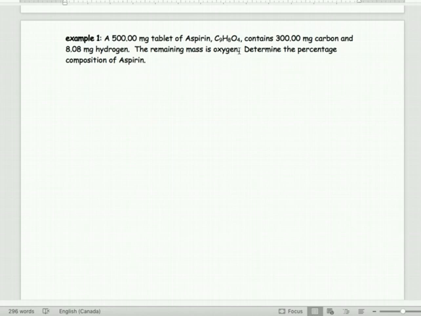It's kind of a vague question, but you have to understand that when I ask you to find percent composition, I want you to find the percentage of every element that's in this compound. So we have 3 things here. We have carbon, hydrogen, and oxygen. So you need to go and find all 3 things.